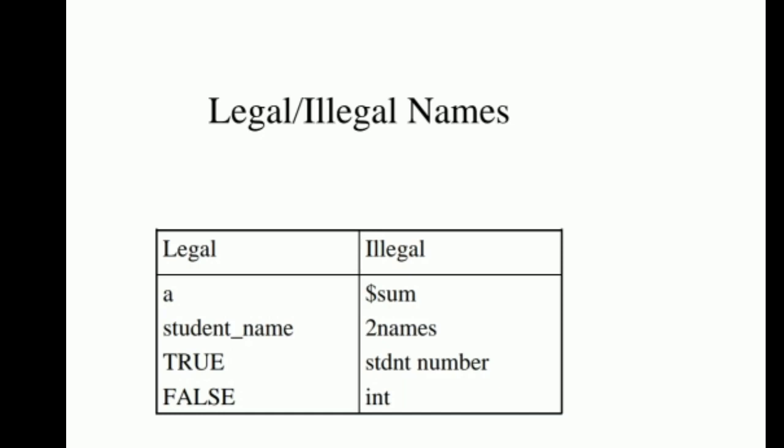What are the escape sequences? Backslash b is backspace, backslash f is form feed, backslash n is new line, backslash r is return, backslash t is horizontal tab, backslash v is vertical tab, double backslash is a backslash, backslash single quotation is a single quotation, backslash double quotation is a double quotation, and backslash question mark is a question mark.